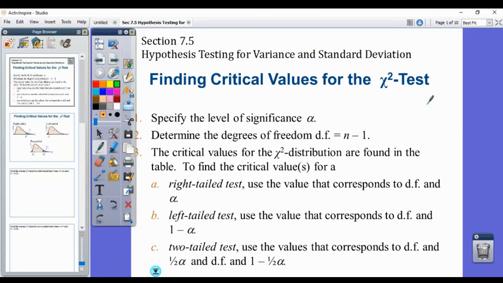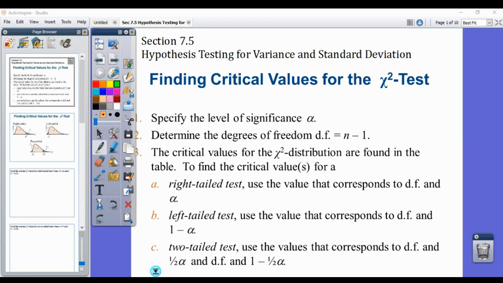So this video is 7.5, and in this section, we're going to talk about hypothesis testing for variance and standard deviation. To do this, we're going to be using the chi-square test. What you want to make sure you do is specify your level of significance and find your degrees of freedom by subtracting 1 from your sample size.